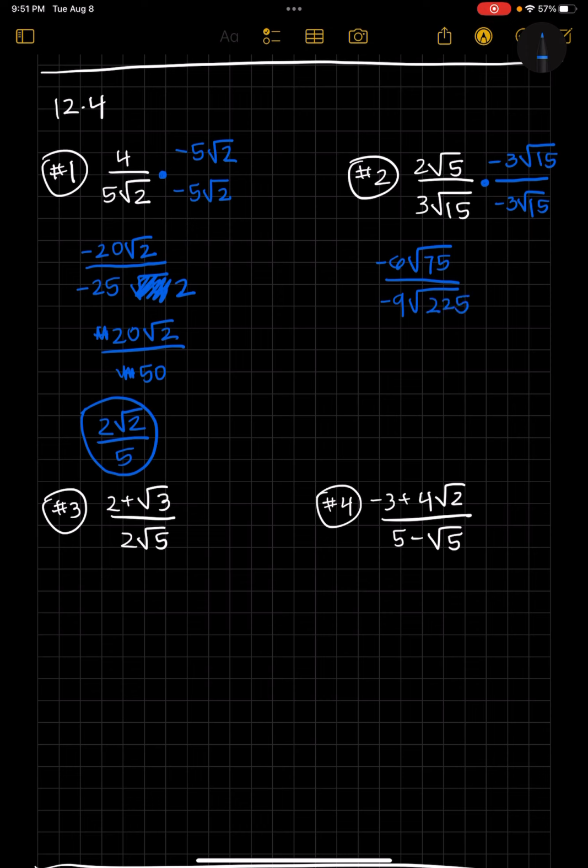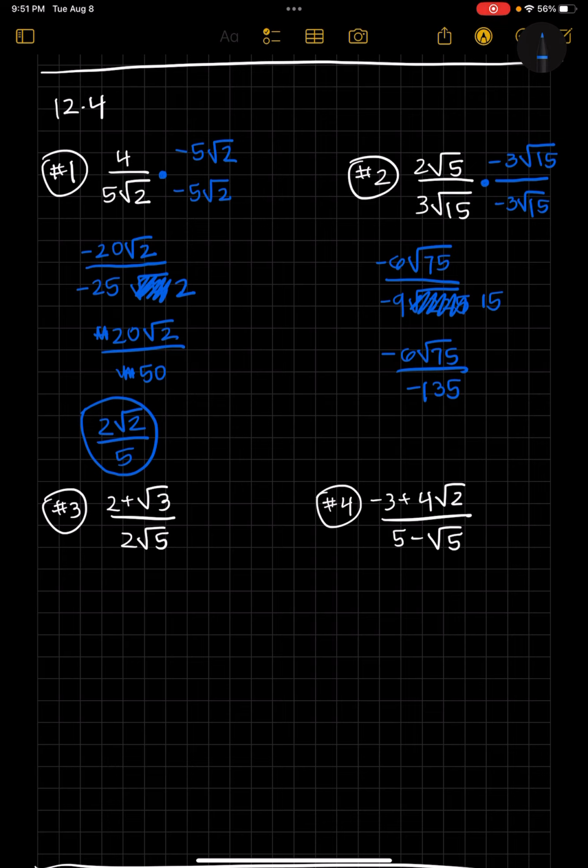We know that the square root of 225, you can plug that into your calculator, but it's 15. So I can change that to a 15. And that also shows me that I do it right, because the square root should disappear from the bottom. And so now we have negative 6 root 75 over negative 9 times 15, which is negative 135. Okay.